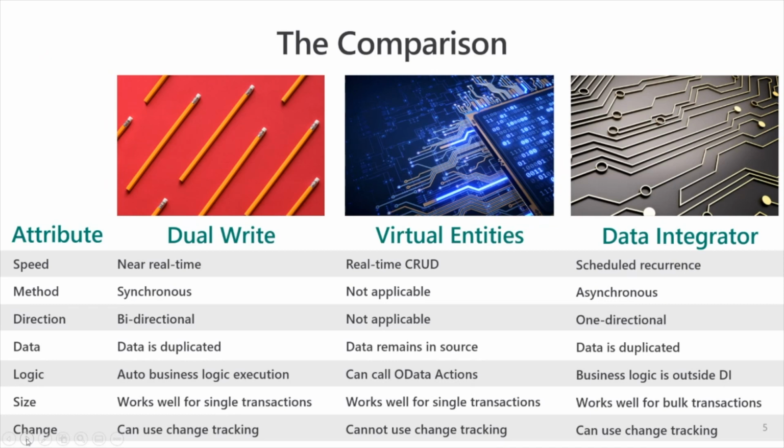But when we think about the three different tools, there are a variety of attributes and characteristics of these tools that are important to understand. And these attributes will help you pick the right tool and the right technique for integrating or extending your solution. So the first one is speed. With dual write, it's near real time. With virtual entities, we are making real-time CRUD operation calls. And the data integrator is a scheduled recurrence.